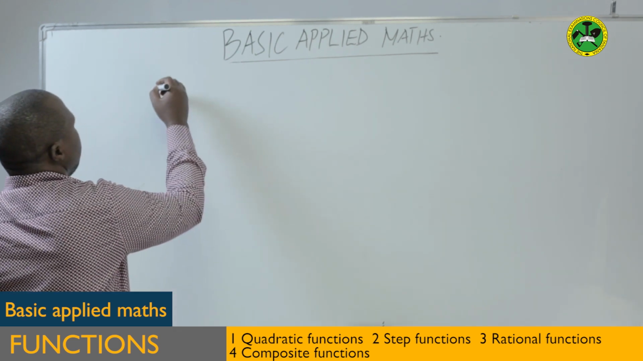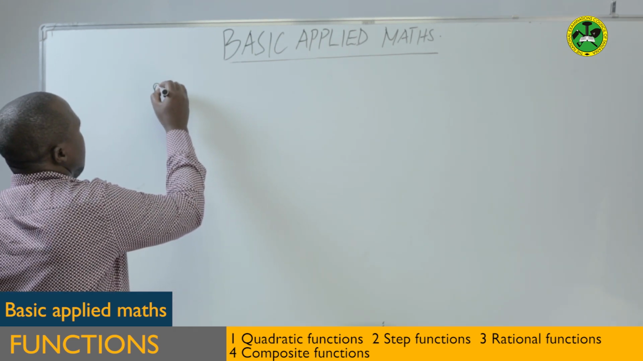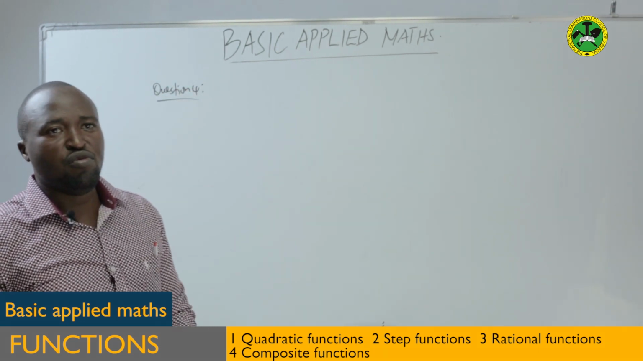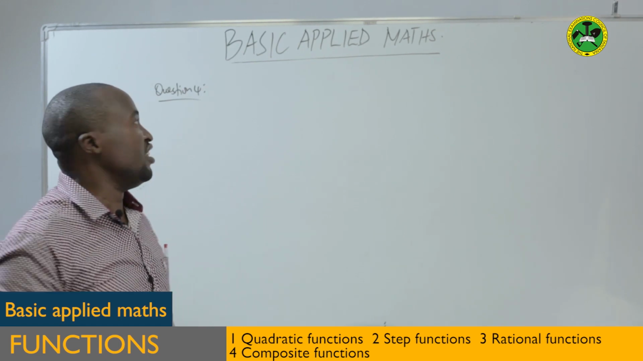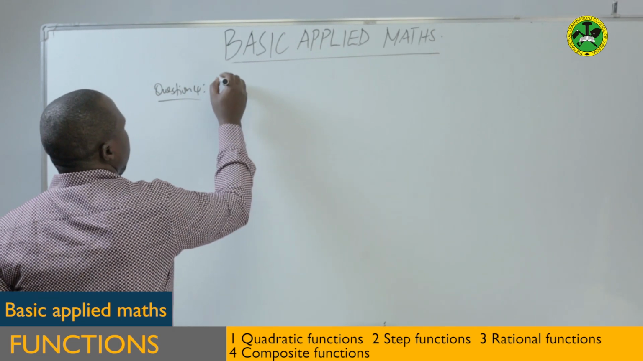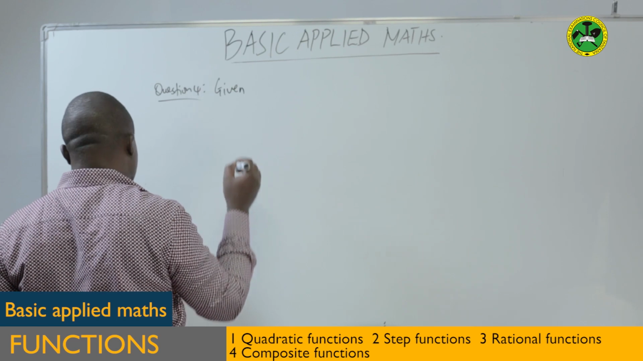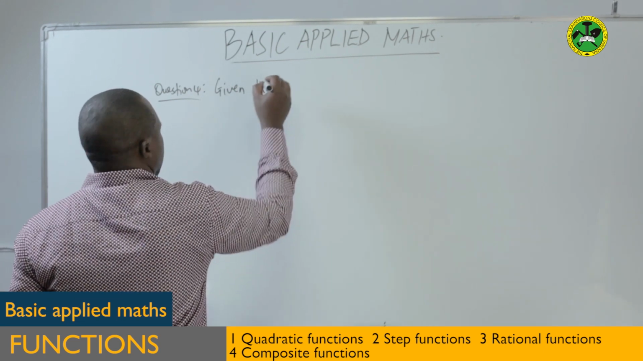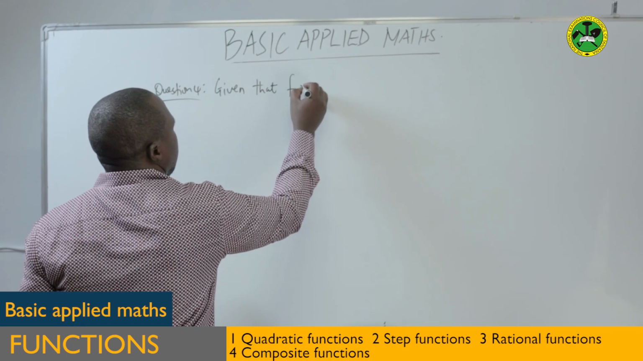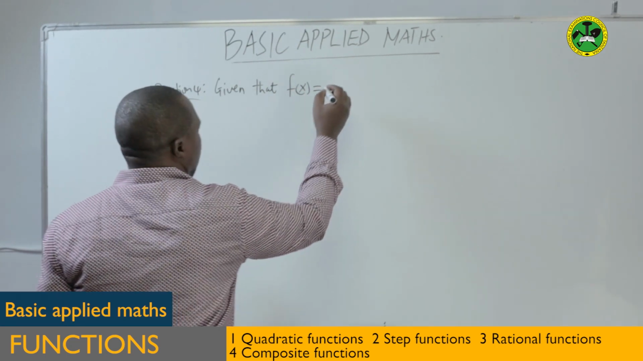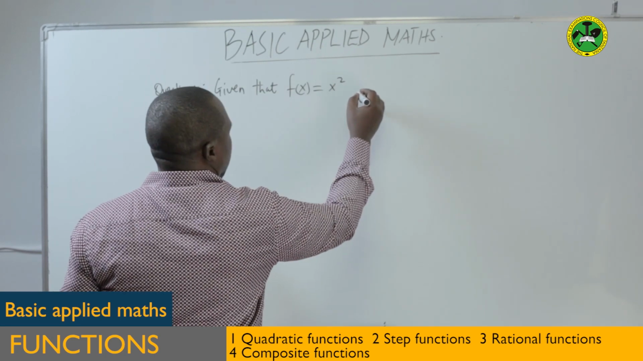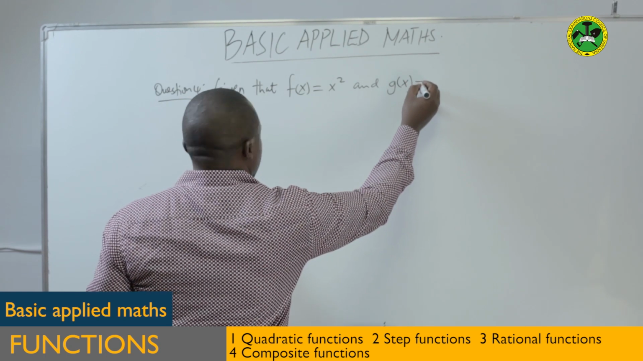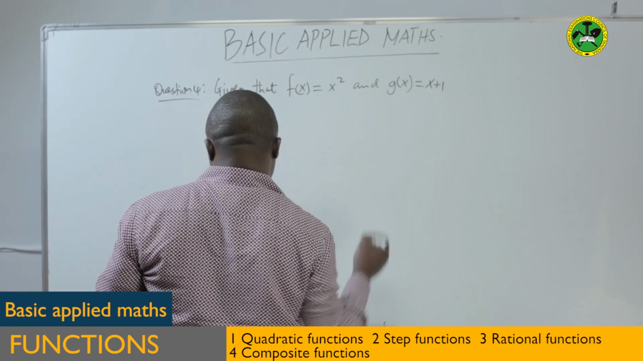So this time, we have what we call the composite function. Given that f of x is equal to x squared and g of x is equal to x plus 1.